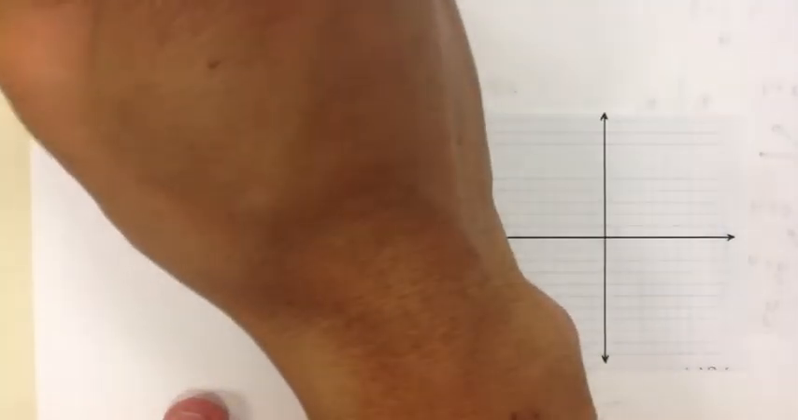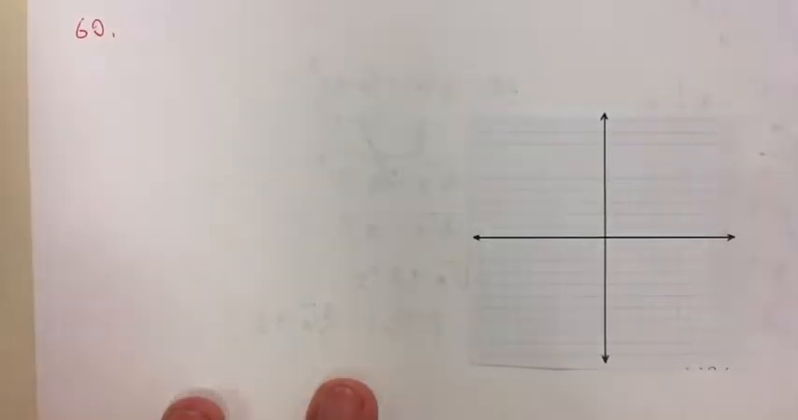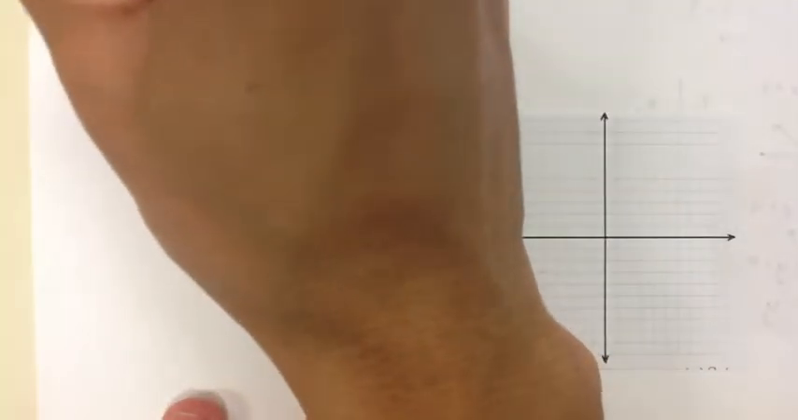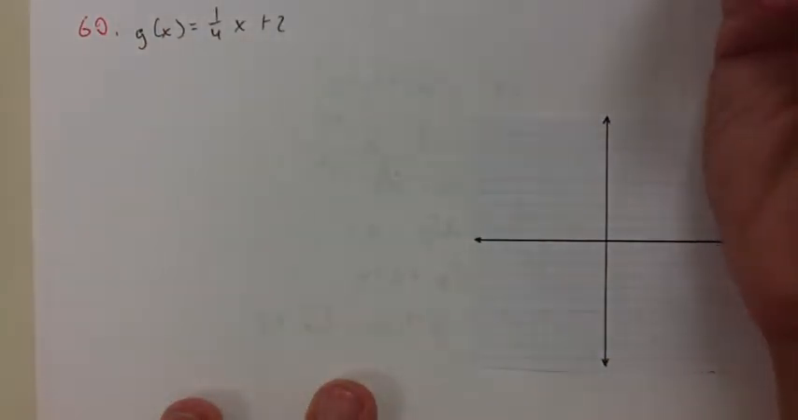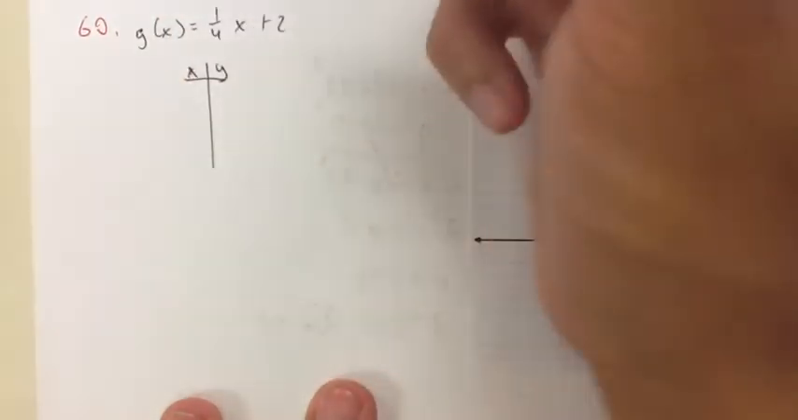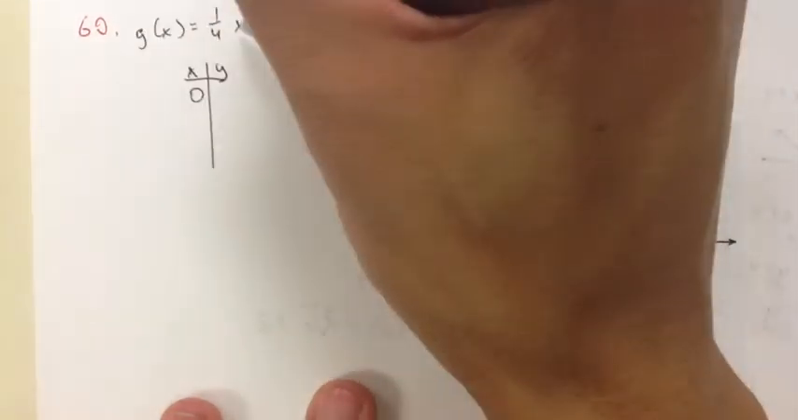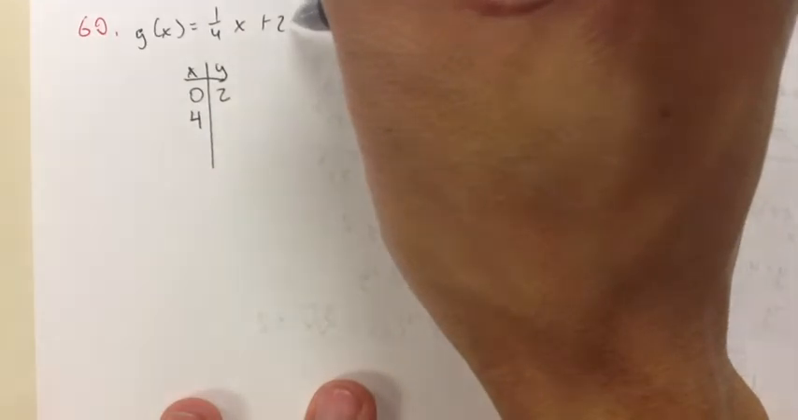Let's try number 60 as an example. Number 60 says g of x equals 1/4 of x plus 2. And we're going to practice graphing inverse functions. So to graph this function, we just plug stuff in for x and y. So if x is 0, y is 2. I'm just going to pick whole numbers that make this whole, so I don't have to graph fractions.